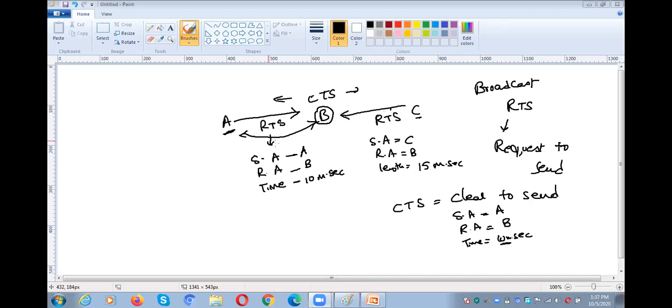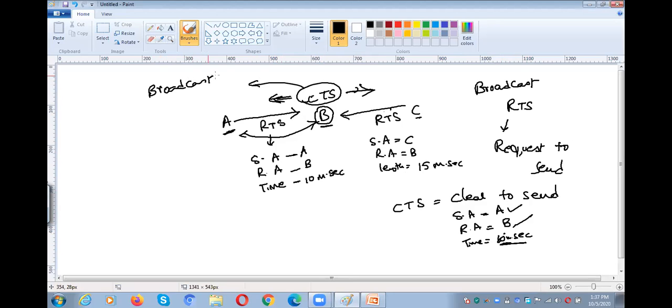Right, here what happened? The CTS contains who is the sender. The sender address is A, and who is the receiver? B is the receiver. And what is the duration of the communication? 10 milliseconds. So the CTS will be delivered to both C and A. Why? Because it is a broadcast message.